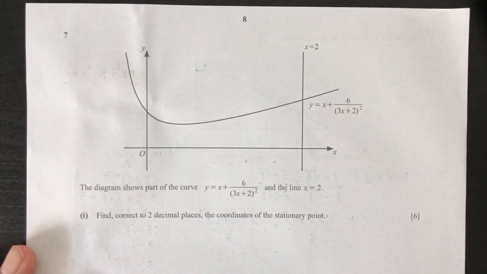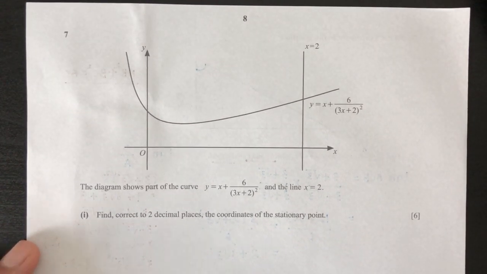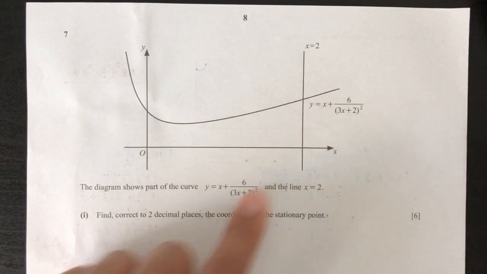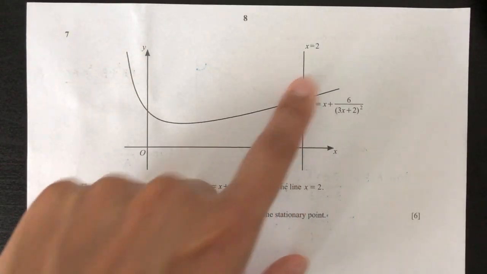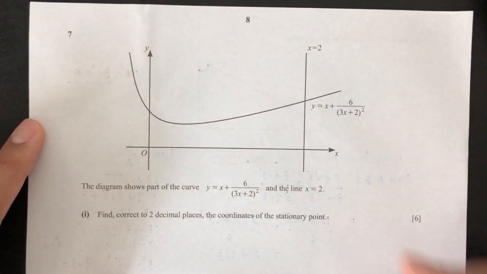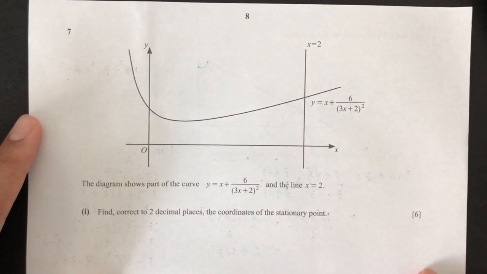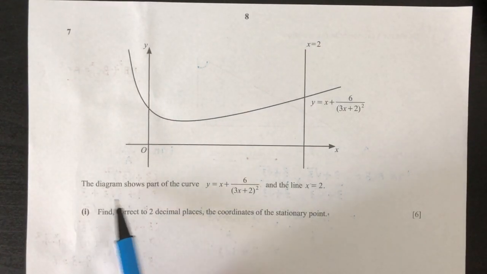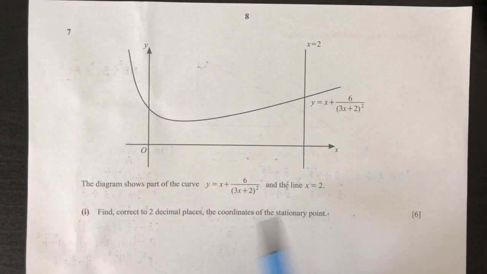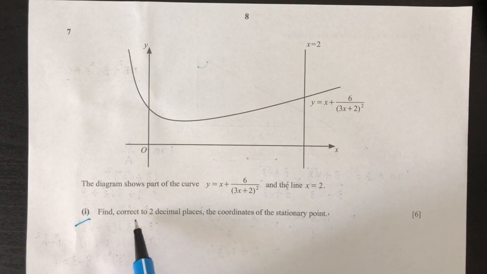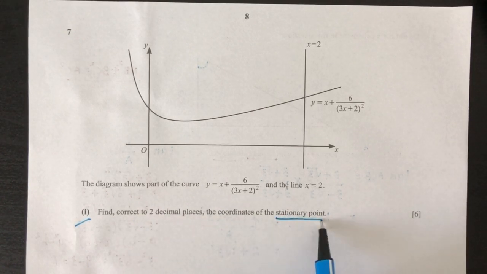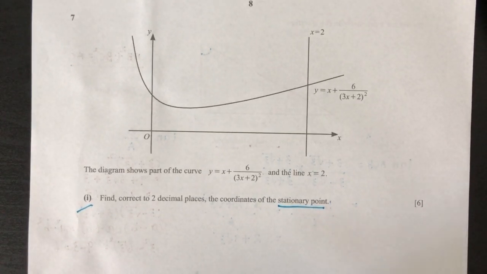Now for question number 7, we have the curve y given to you, and you have these two lines, right? This is your y-axis, and this is your line x equal to 2. The diagram shows part of the curve and the line. Okay, so part 1, find correct to 2 decimal places the coordinates of the stationary points. So this one is pretty obvious.